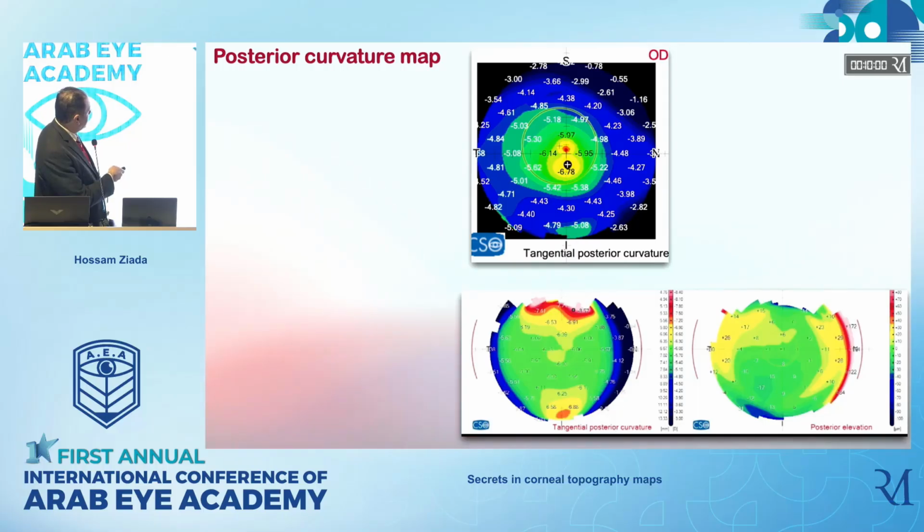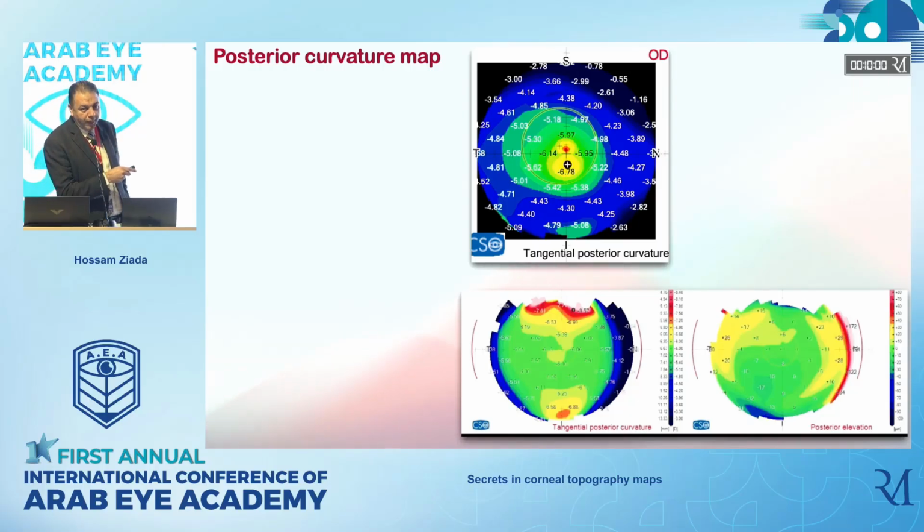Look here, this is minus 5.9 and minus 6.7. There is a great difference. Here, the difference shouldn't exceed 0.2 or 0.3 at most. So here, the difference is more than, I think, 1.5 or 2. So this is an early case.